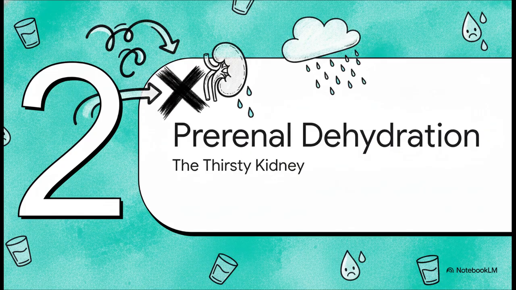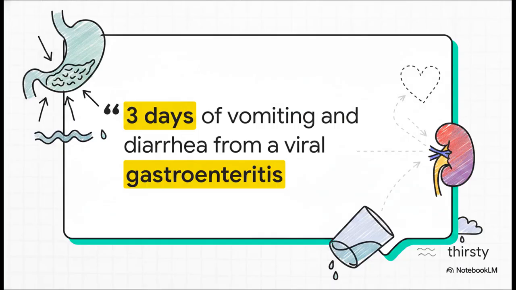Moving to section 2, case 1. Pre-renal dehydration, the thirsty kidney. For this first case, the problem is happening entirely before the blood even reaches the kidney. Our patient presents with 3 days of severe vomiting and diarrhea from a viral gastroenteritis, which is complicated by extremely poor oral intake. I mean, this is a classic textbook scenario of true volume loss. There's literally just not enough blood volume reaching the kidneys to maintain normal filtration. But, and this is key, it's crucial to understand that the kidney tissue itself is perfectly healthy. It's just underperfused and, well, really thirsty.